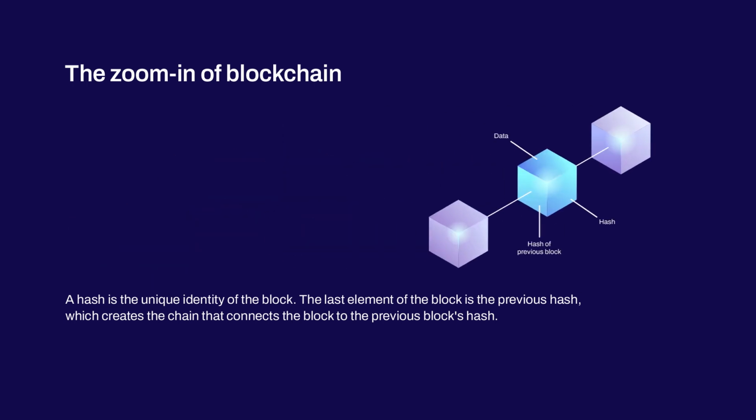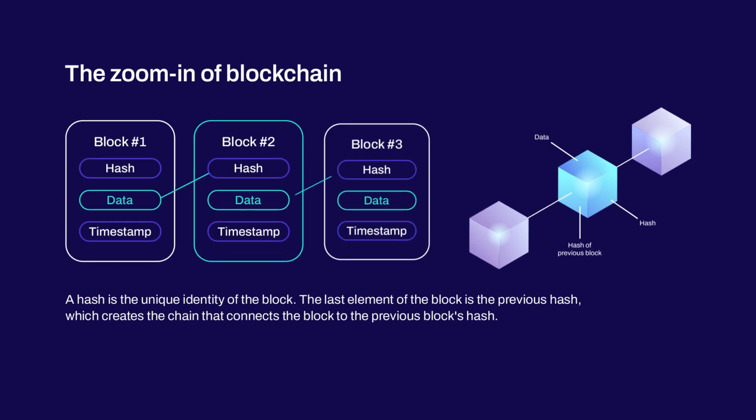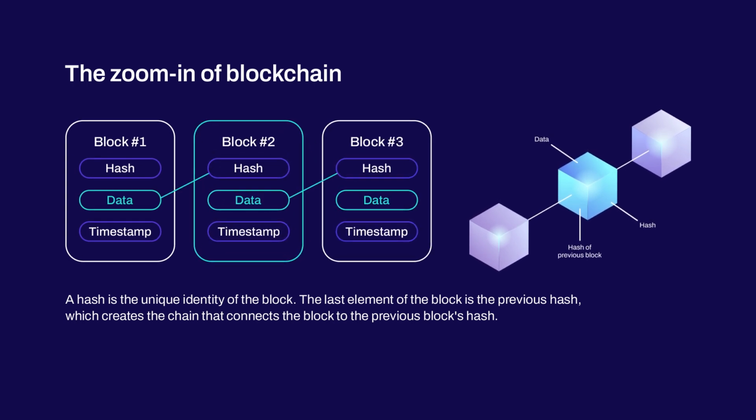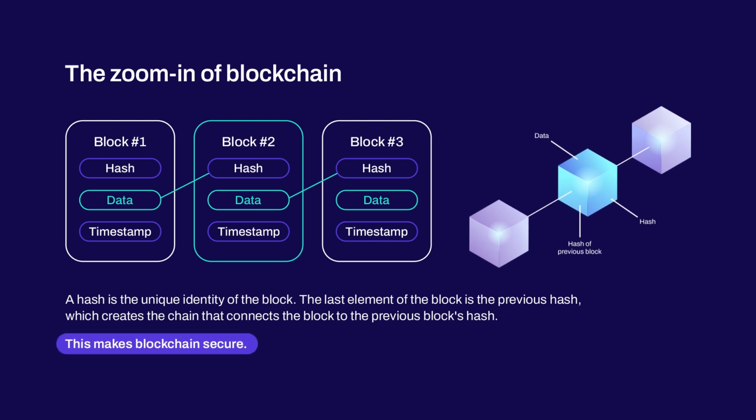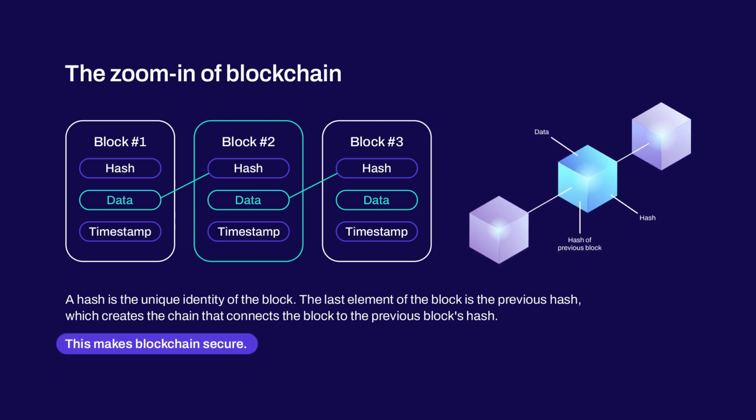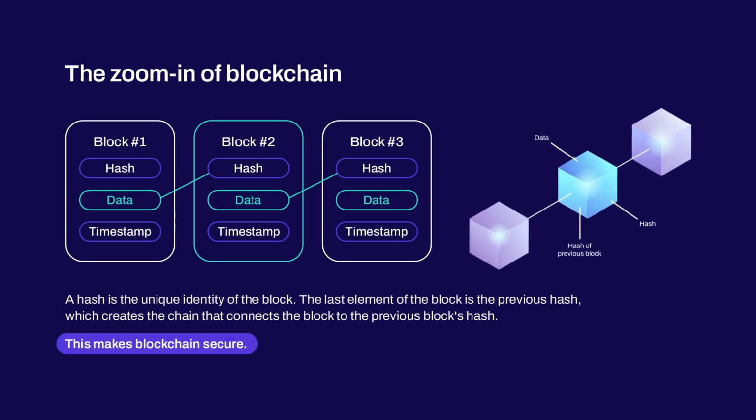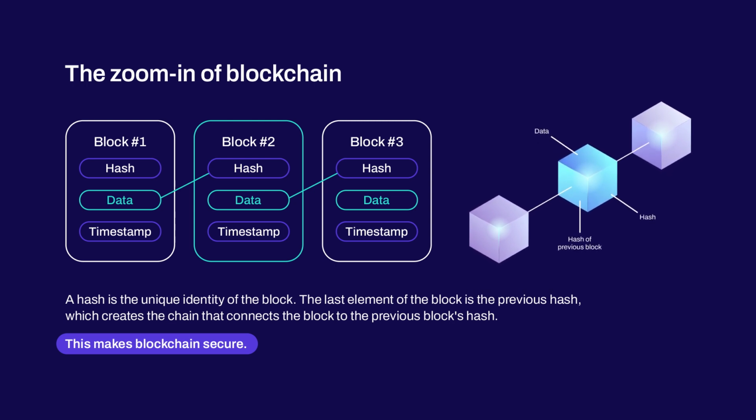The last element of the block is the previous hash, which creates the chain that connects the block to the previous block's hash. This makes blockchain secure, as it is extremely difficult to fake the identity of the block. Even if you do manage to hack the hash, your blockchain will break because you would have to change all the hashes before and after that block.